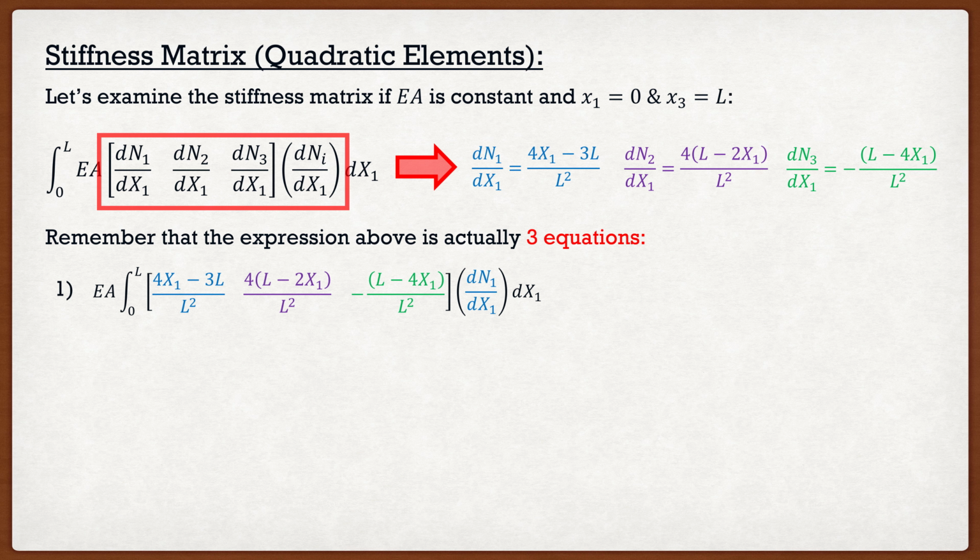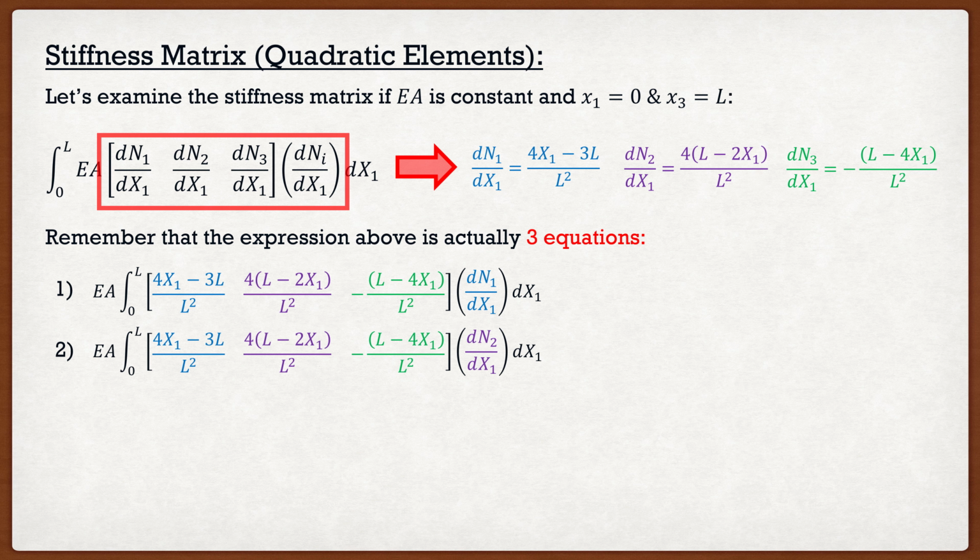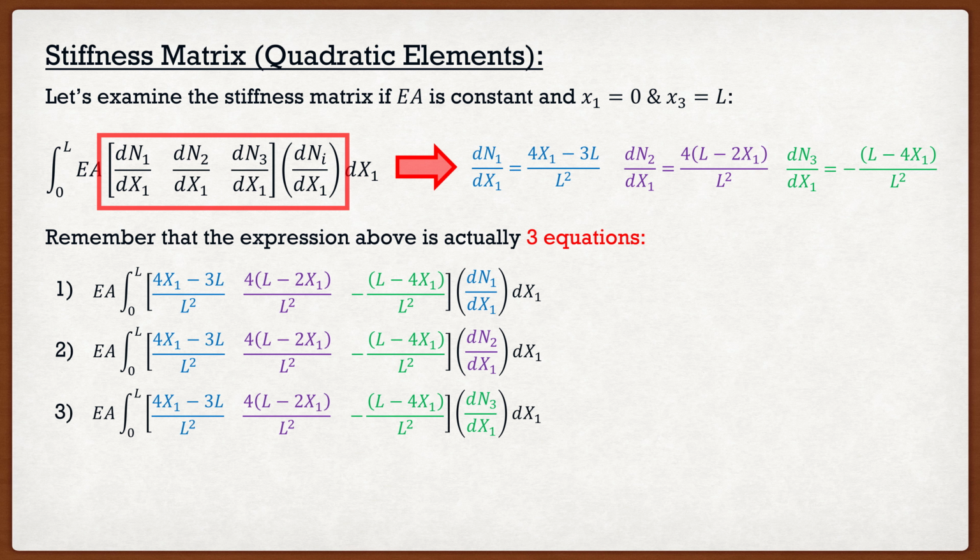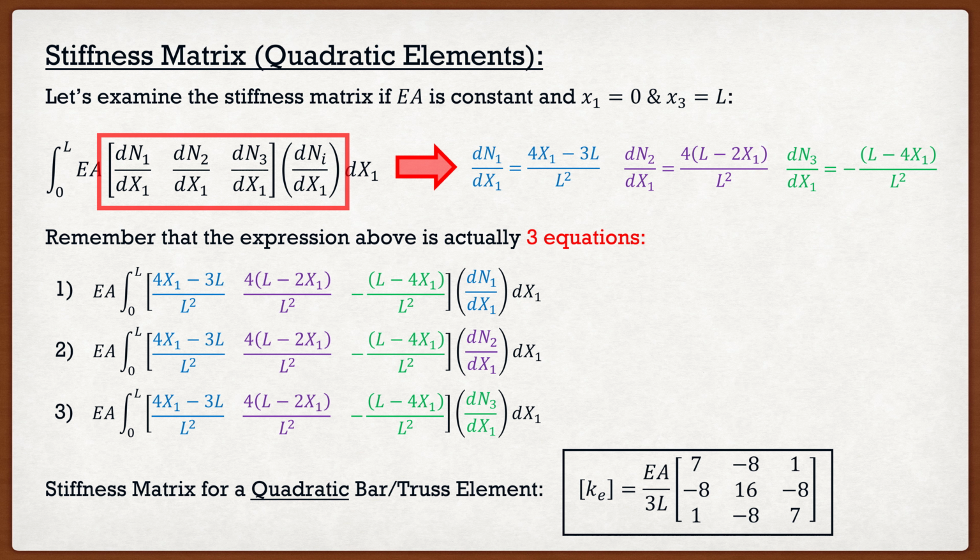So our first equation, where that n term is dn1 with respect to x1, our second equation where the n term is dn2 with respect to x1, and our third equation where the final term is dn3 with respect to x1. I'm just going to solve those 3 equations, and I obtain my stiffness matrix as EA divided by 3L, and then the matrix 7, negative 8, 1; negative 8, 16, negative 8; 1, negative 8, 7. If you remember back from the linear elements, we're going to see some similarities start to pop up. And the first is this.